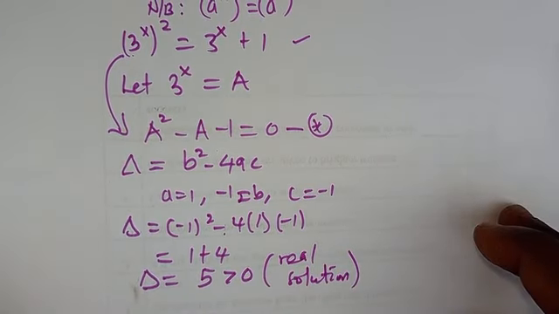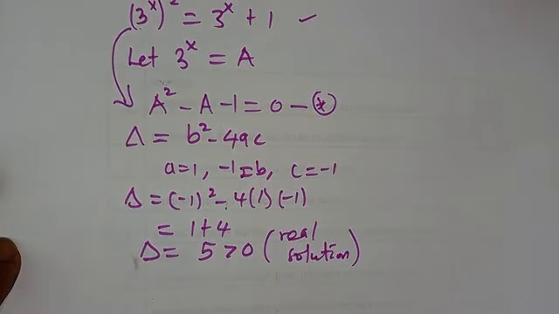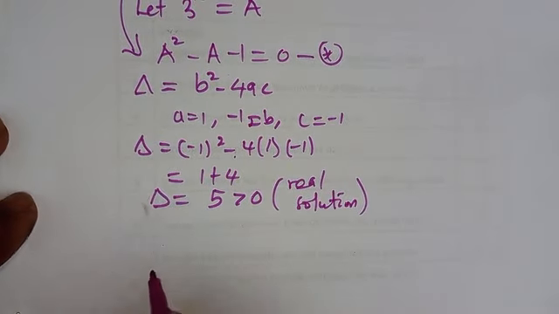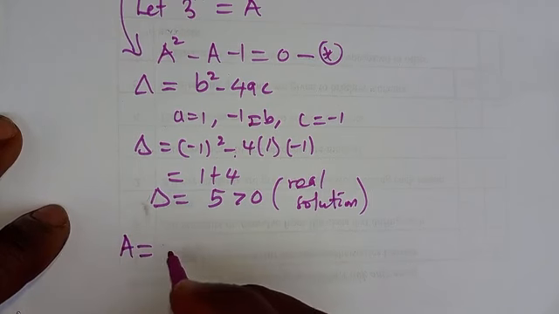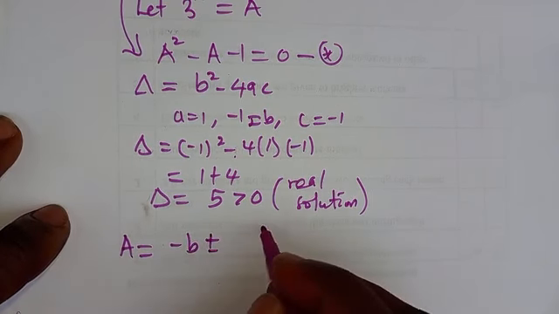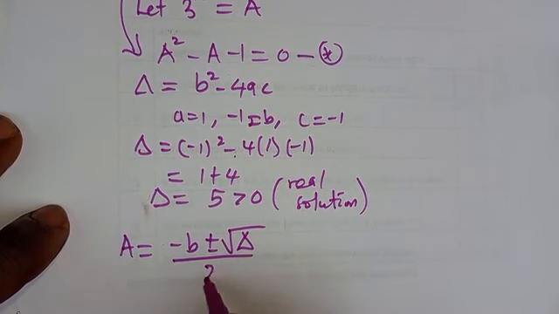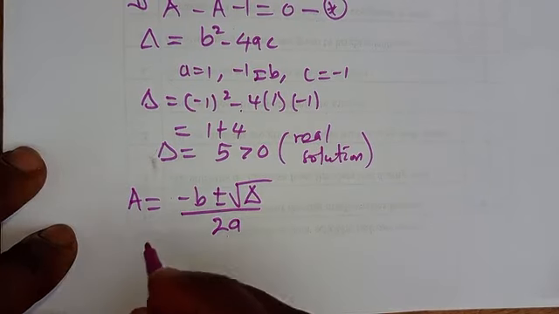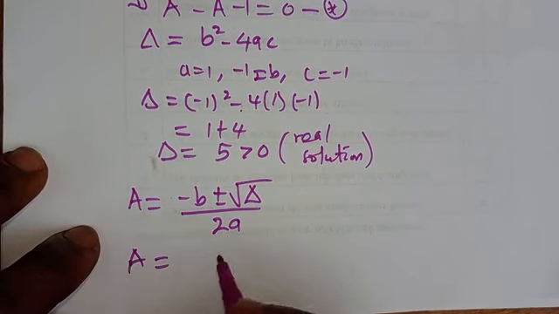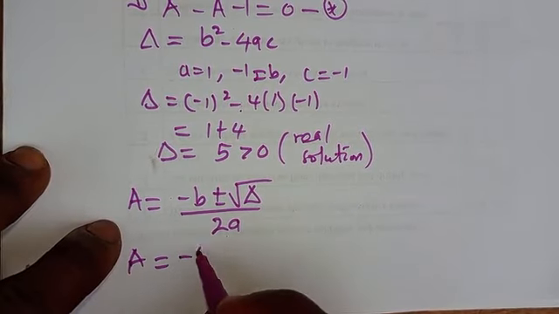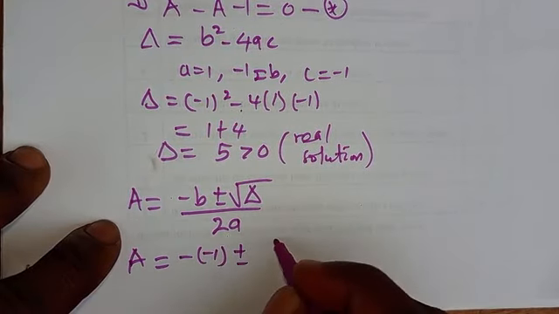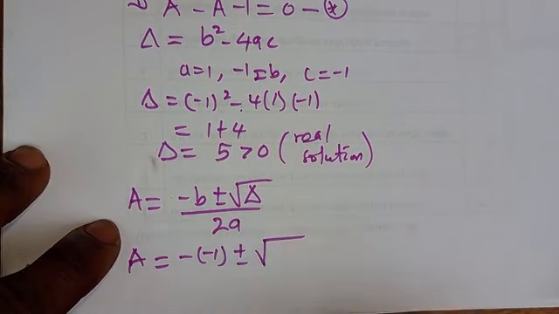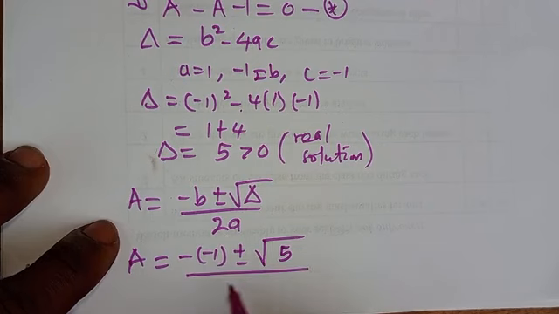So now, by using what? By using our quadratic formula. The quadratic formula says that, don't forget that we are looking for a, so we are going to get a equals minus b plus or minus the square root of this discriminant, divided by 2a. Are you getting this now? So from there we have a equals minus, what is b? b is minus 1. I have minus 1 here, plus or minus. Then what is my discriminant? It is 5. So I put the 5 here. Then divided by 2 times a. a is 1. So we have that.